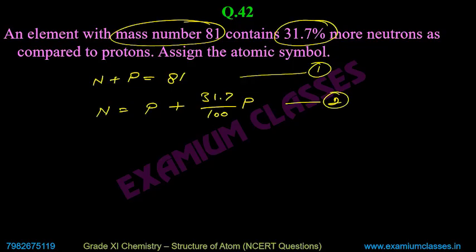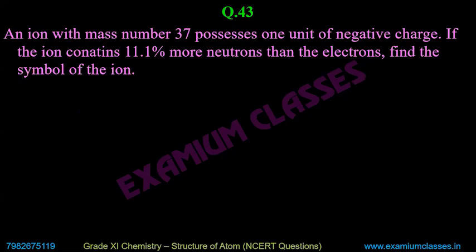You have to get the atomic symbol. For the atomic symbol, N plus P is already known. The atomic symbol is always like this. You need P, which means you need to eliminate N from these two equations and you will get the answer. Next one. An ion with mass number 37, and it is an ion.